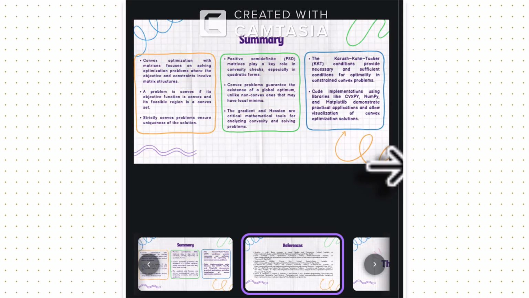Mathematical tools such as the gradient, first order derivative, and the Hessian, second order derivative matrix, are essential for analyzing convexity and identifying optimal points. Additionally, the Karush-Kuhn-Tucker KKT conditions provide the necessary and sufficient framework for determining optimality in constrained convex problems. On the practical side, modern libraries such as CVXPY, NumPy, and Matplotlib make it possible to implement and visualize convex optimization problems efficiently. These tools bridge theory with practice, allowing us to apply convex optimization across fields like machine learning, finance, and data science.